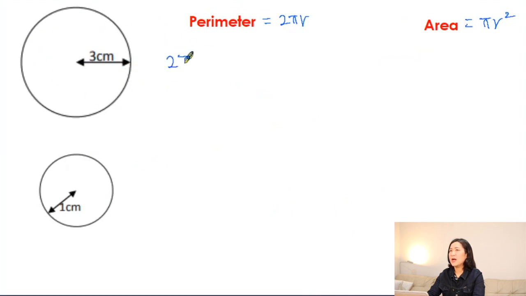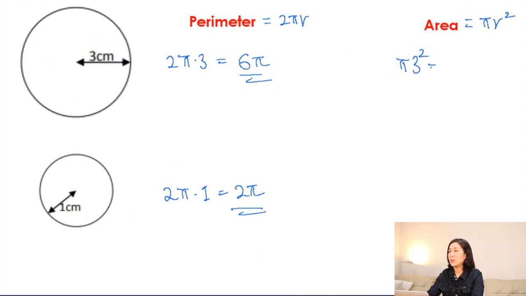For the first circle, r is 3, so 2 pi times 3 is 6 pi, which is the perimeter. In this video, I'm not going to calculate pi because you need a calculator, so let's just write the answer with pi. For the second one, r is 1, so 2 pi r is 2 pi. Now the area: pi r squared, r is 3, so pi times 3 squared is 9 pi. And pi times 1 squared is 1 pi. This is your answer for the area.